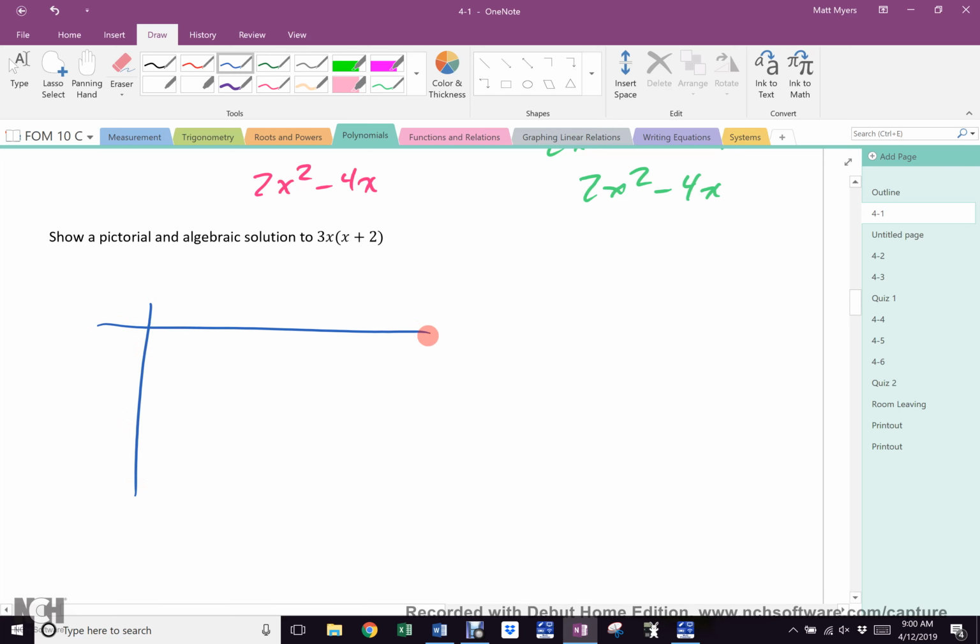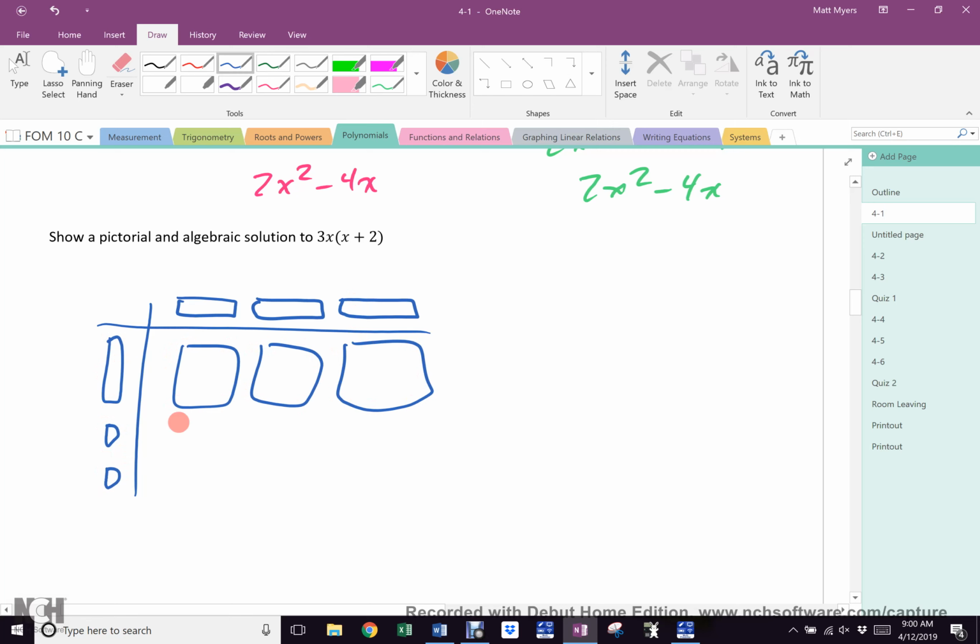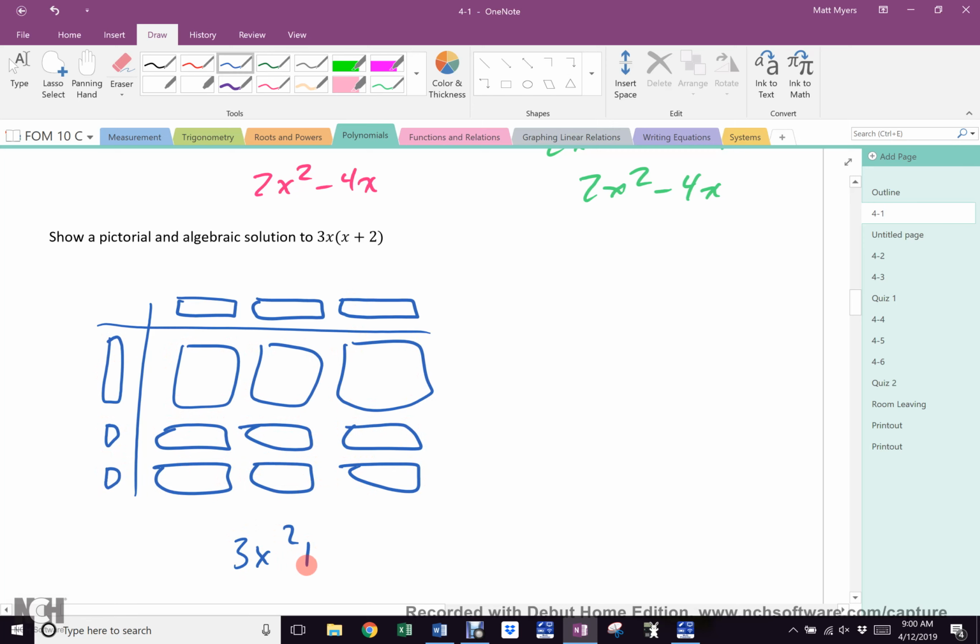Three x's. Does it matter where you put the 3 x's? No. You can put them down there or you can put them there. I'm going to put them here. And what's then down here? X and 2 little guys. 1, 2, 3. 1, 2, 3, 4, 5, 6. What's the answer? 3x squared plus 6x.